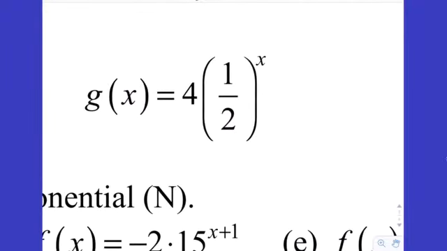4 times 1/2 to the x. This starts off with a base of 1/2. So what happens if you increase x by an integer value? 1/2 to the first is 1/2. 1/2 to the second is 1/4. 1/2 to the third is 1/8. What's happening there? 1/2, 1/4, 1/8, 1/16, 1/32, 1/64. Getting smaller and smaller. That's decay. Yeah. It's a decreasing function. We say it's decay. Decay, decrease. Pretty easy to remember, right?